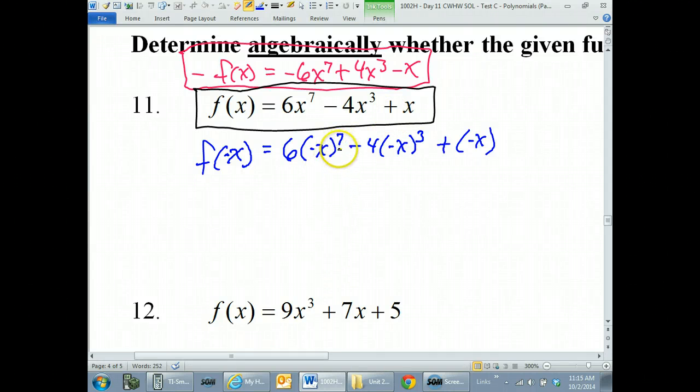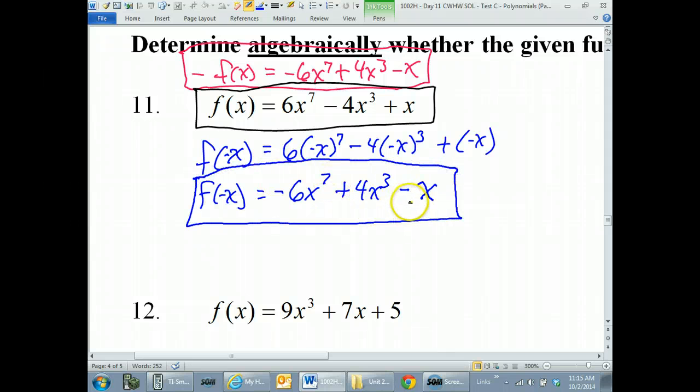Now remember, when I have an odd power, the negative stays around. When I have an even power, the negative goes away. But because I have all odd powers, all of my negative signs are going to stay. So what will I have for my first term here? Negative 6x to the 7th power. The negative stays and comes to the front. What am I going to have for the next term? Positive 4x to the 3rd power. A negative times a negative is a positive. And the last term will just be minus x.